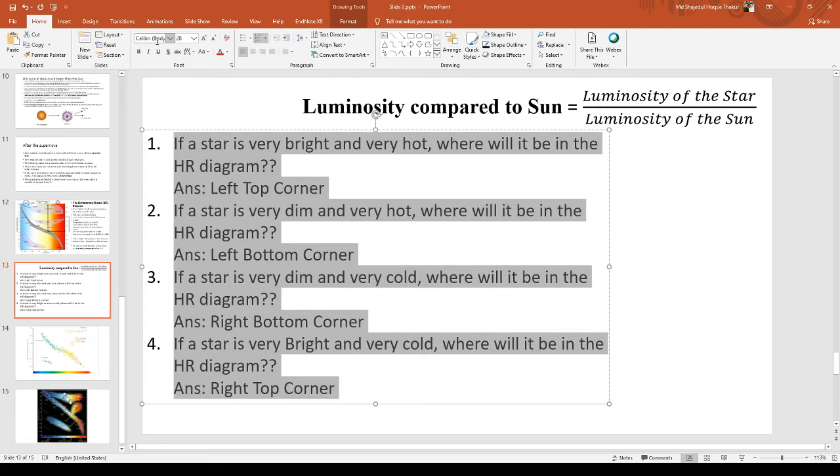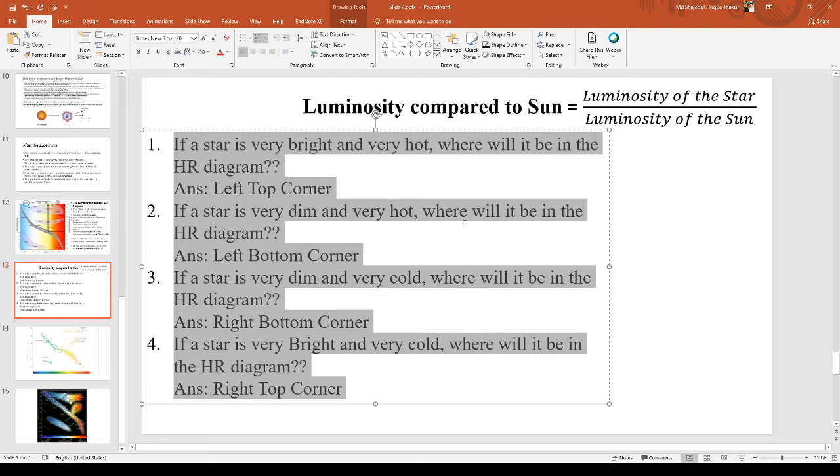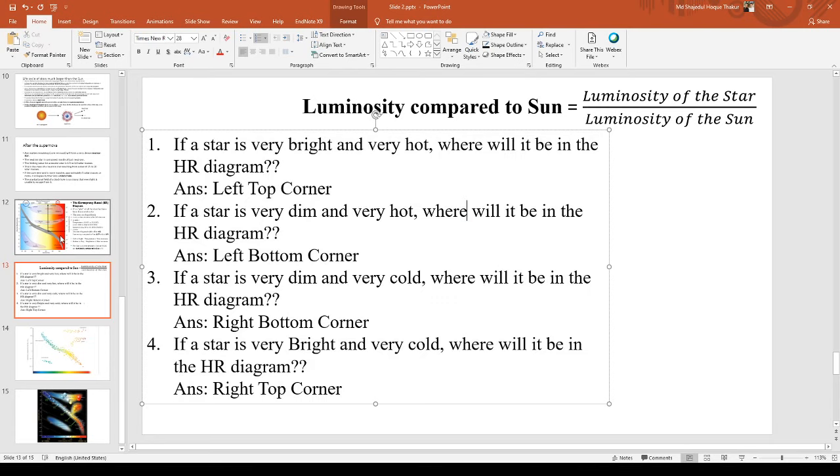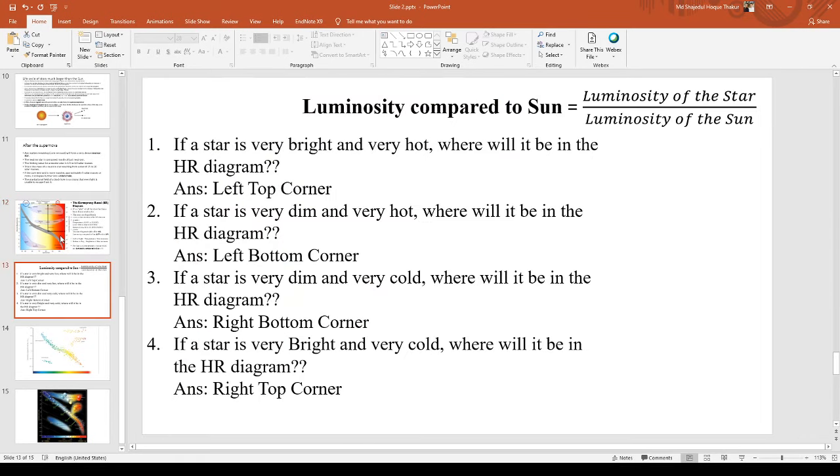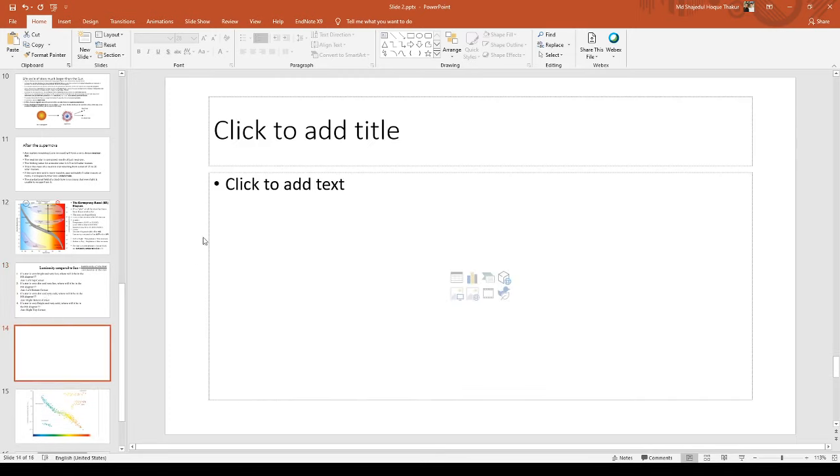If this makes sense, let's go back to the Hertzsprung-Russell diagram. The axes are clear, and we have an idea where a star will be. Now we need to know a little bit more about brightness and temperature to get more information.